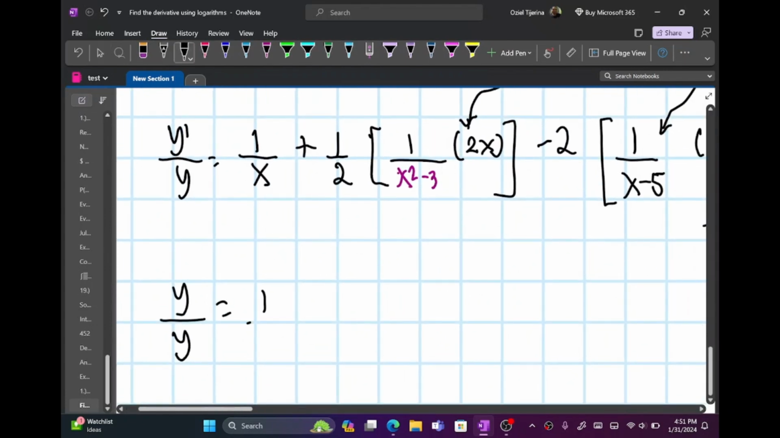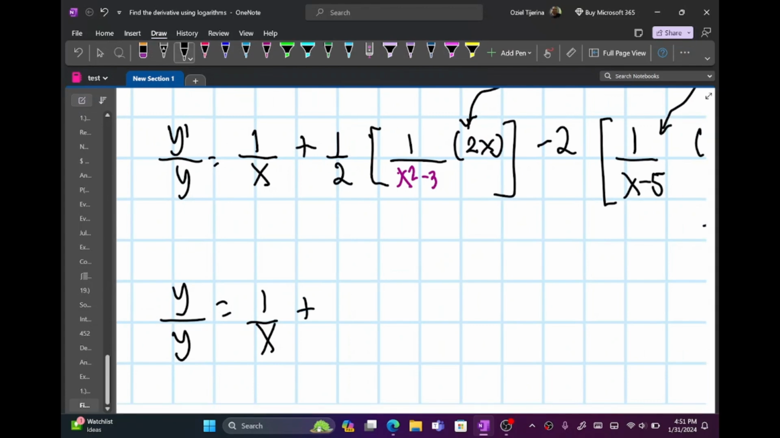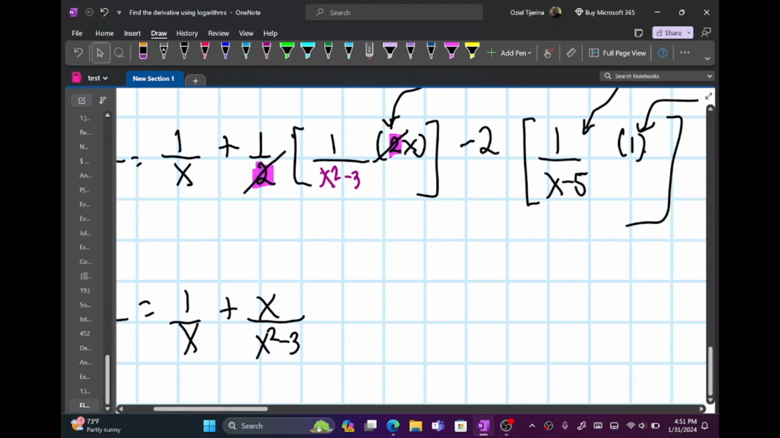We have 1 over x plus, notice that there's a 2 here and a 2 here. They're going to cancel out, so you have to be careful. Plus x over x squared minus 3, and then minus 2 over x minus 5.